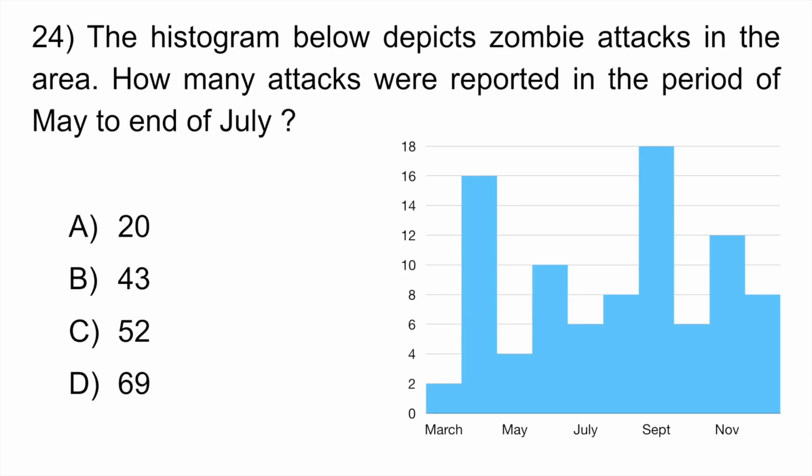The next question uses a histogram, okay? I use this because it's the typical image that intimidates folks a lot, but it's actually really easy. It's like a bar graph, except that the bars are just stuck together. That's all you have to remember. The histogram below depicts zombie attacks in the area. How many attacks were reported in the period of May to the end of July?